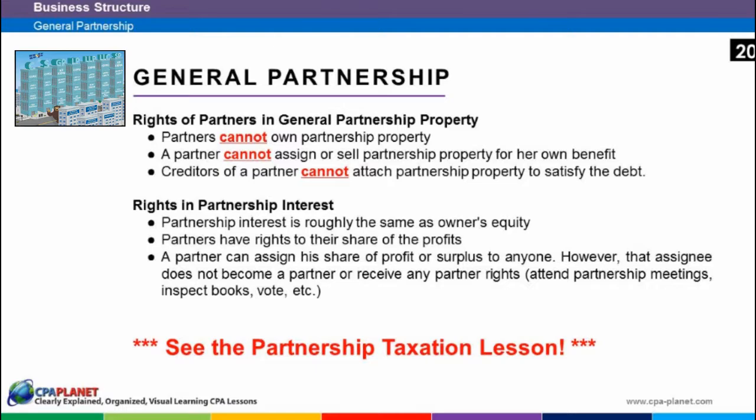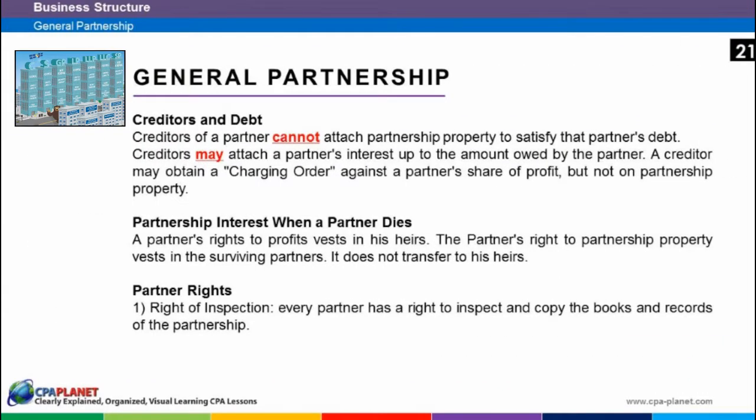Okay, general partnership. Creditors and debt. Creditors of a partner cannot attach partnership property to satisfy that partner's debt. We discussed that already. If Bobby owes somebody in his personal life because he bought a hamburger company or something, the hamburger company cannot try to get that money from the partnership. It's Bobby's personal debt.